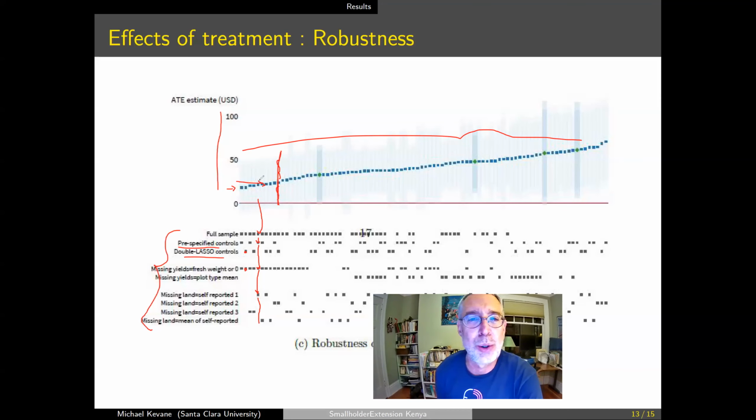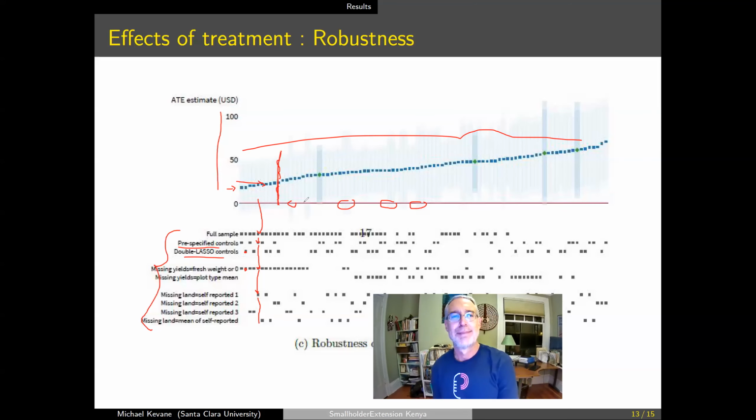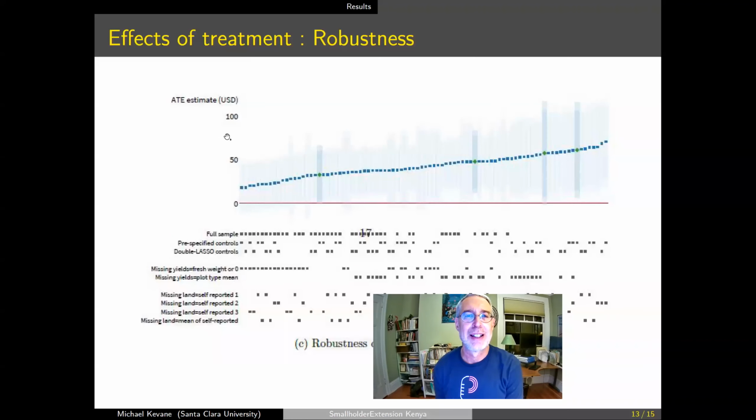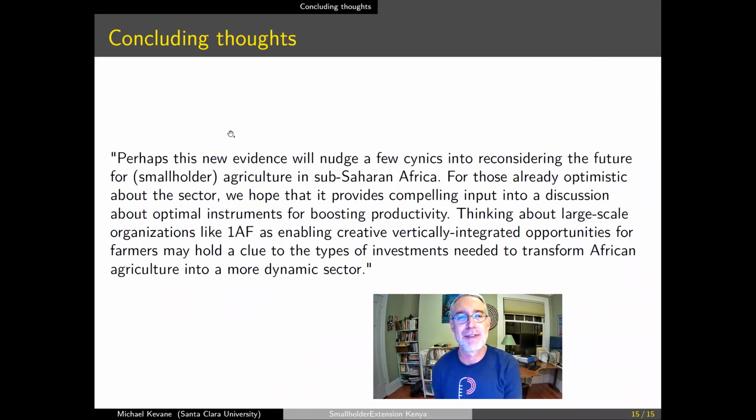And then you see that on the whole, the effect is always positive and generally statistically significant. It's not statistically significant if the confidence interval includes 0, as it does for some of these specifications. So it's a nice little visual way of presenting a whole bunch of specifications, the coefficient of interest estimate along with its confidence interval. And on the whole, positive effects. And that leads to their concluding thought: perhaps this evidence will nudge a few cynics into reconsidering the future for smallholder agriculture in sub-Saharan Africa. And this suggests that there's one kind of program. There are many other kinds of programs too. We've read several in this course that seem to be having decent-sized positive effects.